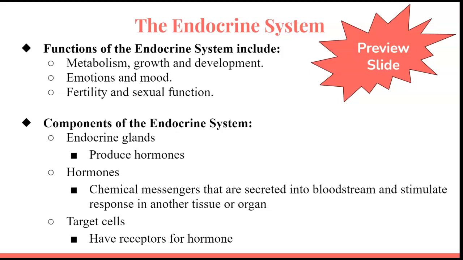And hormones, like it says here, are these chemical messengers. They're going to be secreted into the bloodstream, and they're either going to stimulate or inhibit a response in another tissue or organ. And those target cells, that's really the tissue or organ, have things called receptors for the hormone. They're structured in such a way that they signal for that specific hormone, so this hormone is acting on the correct target cell.